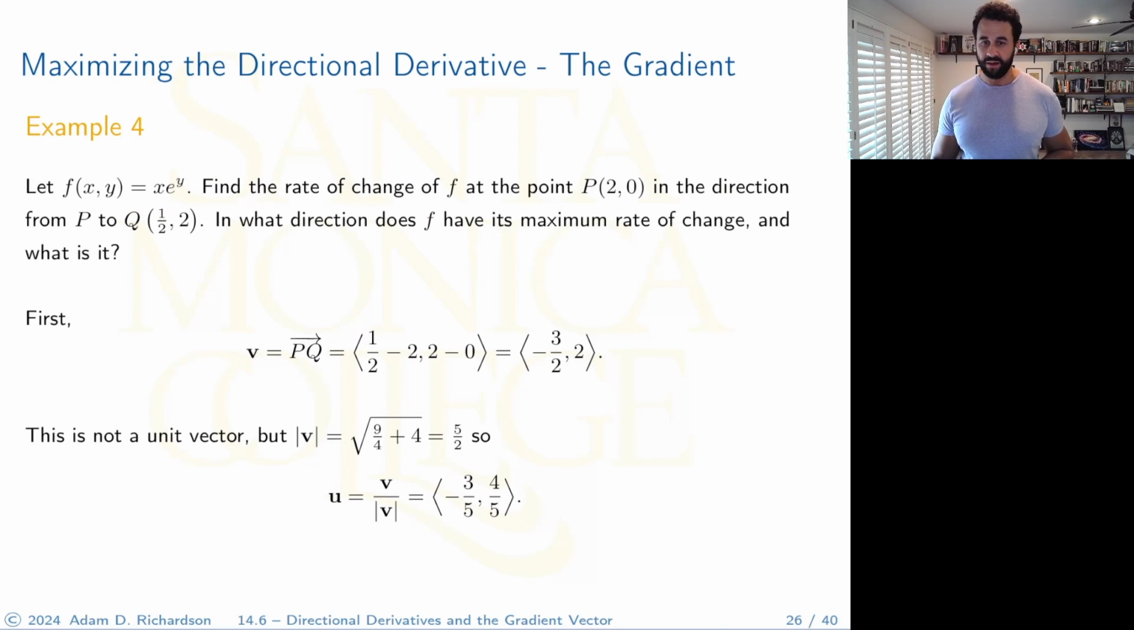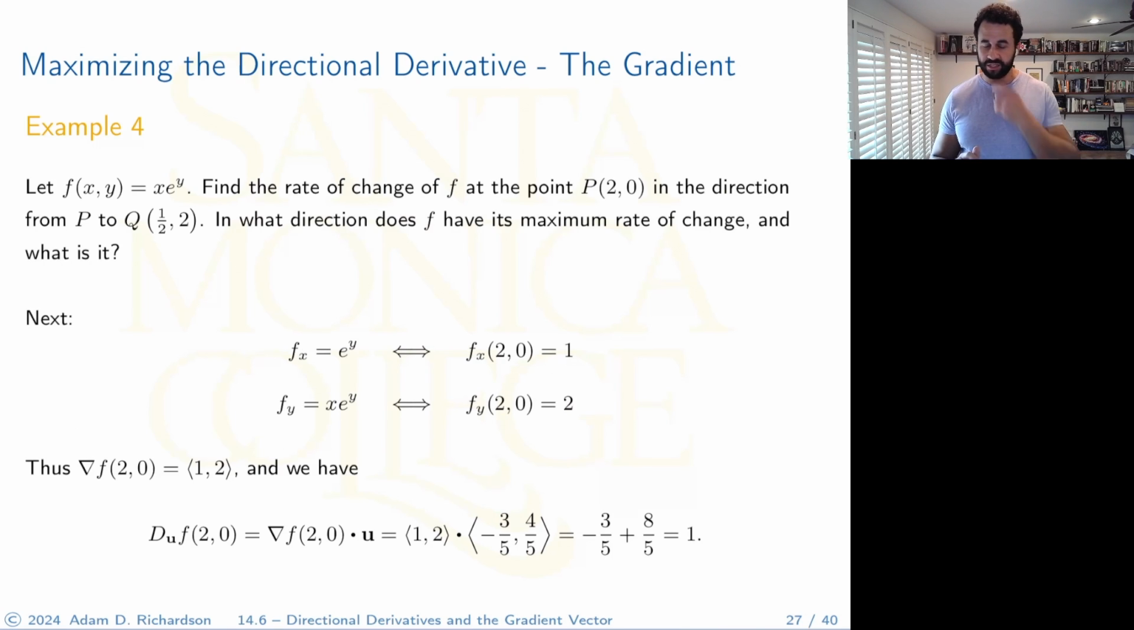So first we find our vector v, which takes us from p to q, and this is that vector right there. Again, v is not a unit vector, so make sure to normalize it before you proceed. You can find the length using the standard length formula, or the distance formula really. This squared plus this squared, take the square root, and you end up getting 5/2. So that makes our unit vector equal to this. So this is the direction where we want to take the derivative.